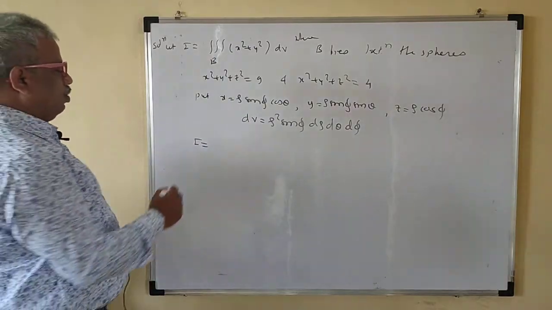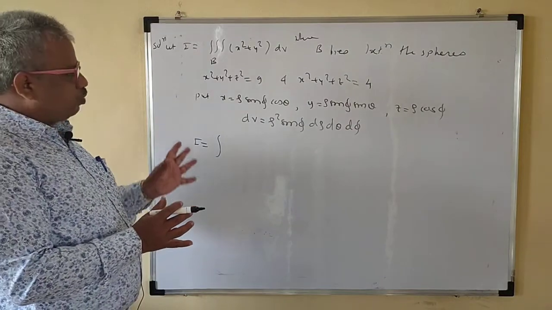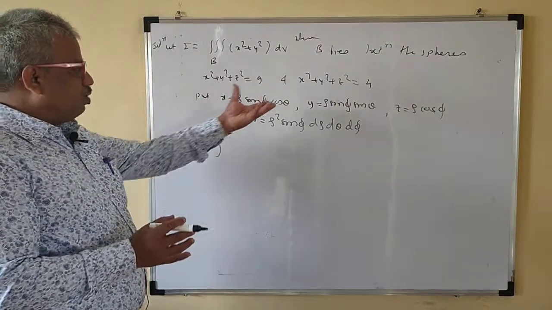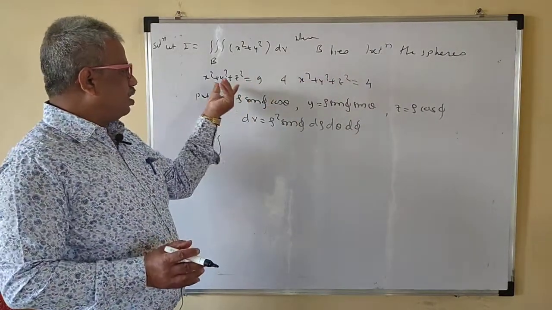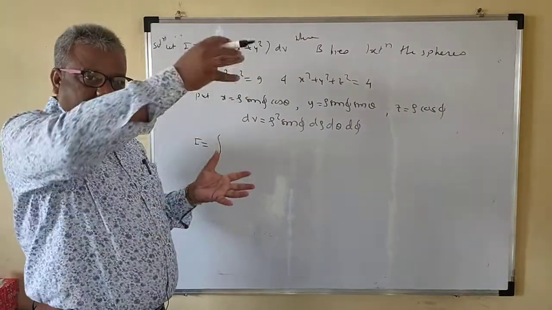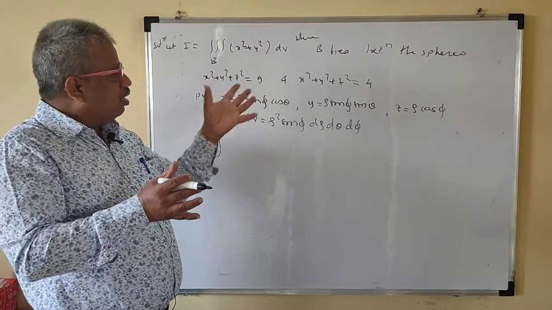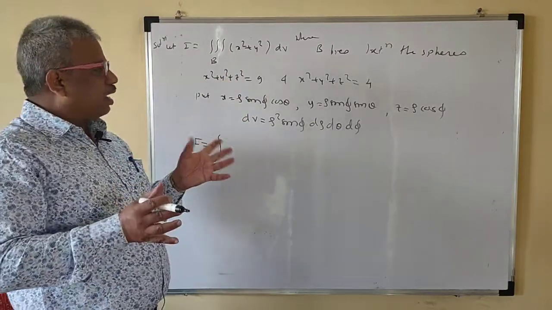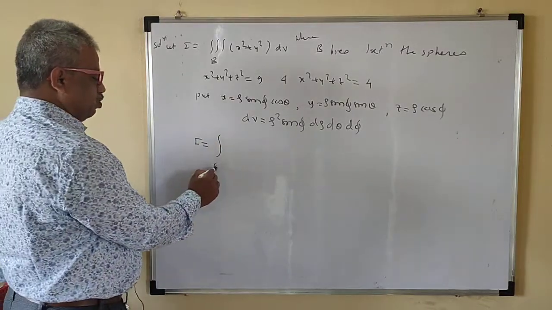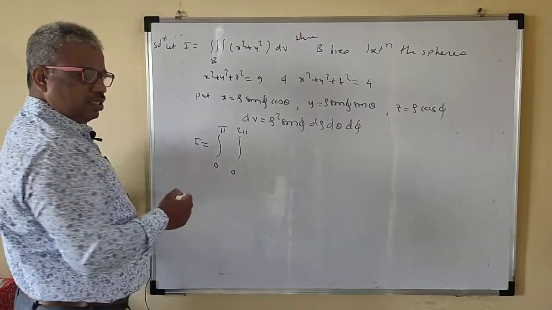So here you have to write the limit of phi. The full sphere is there, and this sphere is inside the other sphere. You have to take the region B between these two spheres. So again, no problem: theta is 0 to 2 pi, and phi is also no problem, this is 0 to pi.